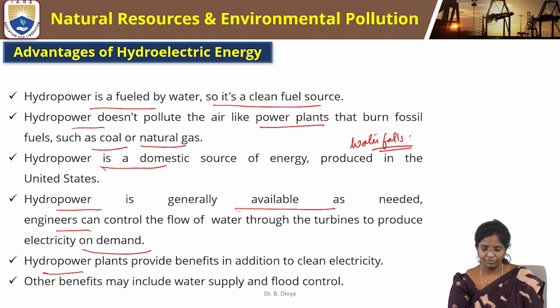Hydropower plants have benefits in addition to clean electricity. It produces clean electricity, so that is a beneficial thing. Other benefits may include water supply and flood control. How is the flood control happening? Because we are reserving this water in the reservoirs or dams for the power generation. So that is how the flood is also controlled.